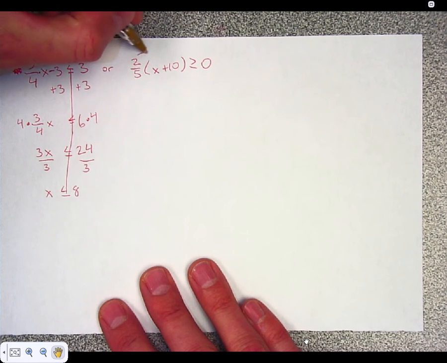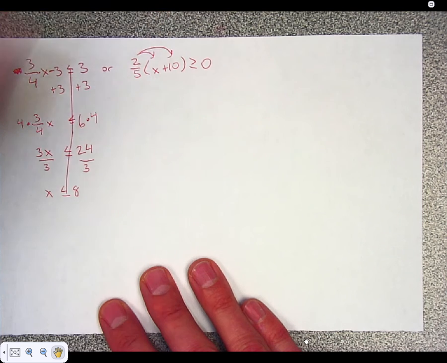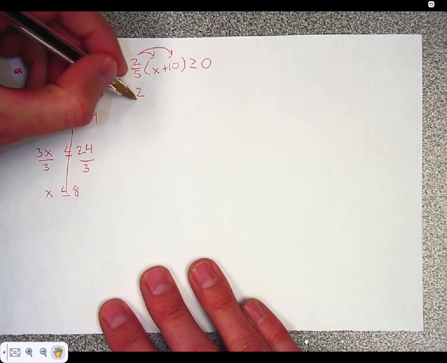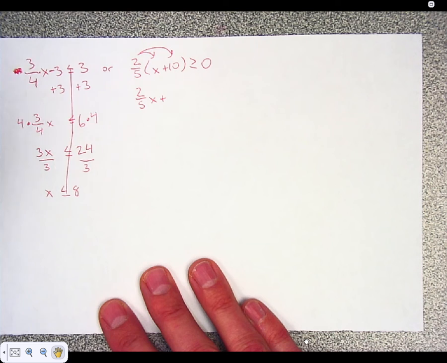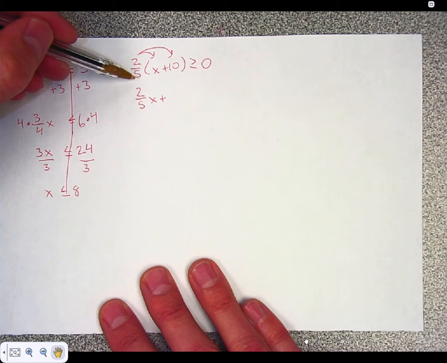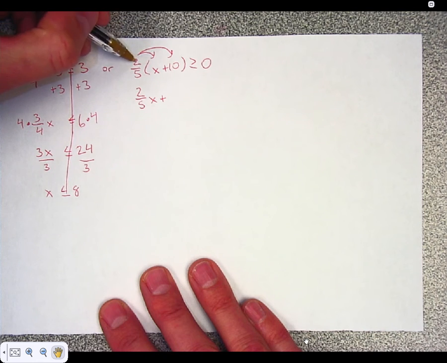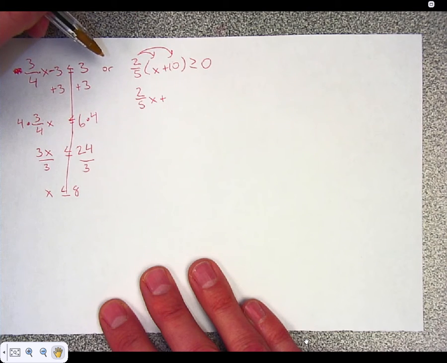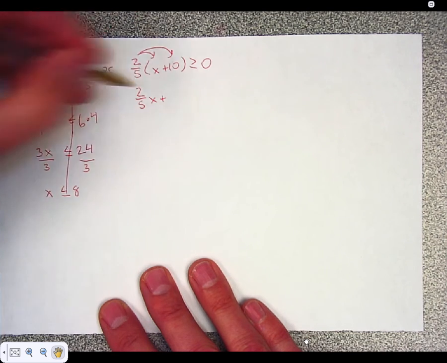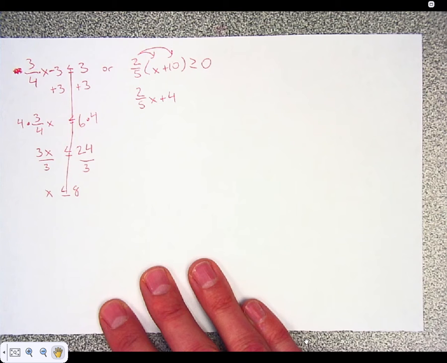Next one here, I'm going to distribute because we have parentheses. You wouldn't have to distribute. You could do it a different way. I'm going to distribute though. So I've got 2/5 x plus, now again, this is like divided by 5. So I'm going to do 2 times 10, because I'm distributing, so I'm multiplying. 2 times 10 is 20. Divided by 5 is 4.